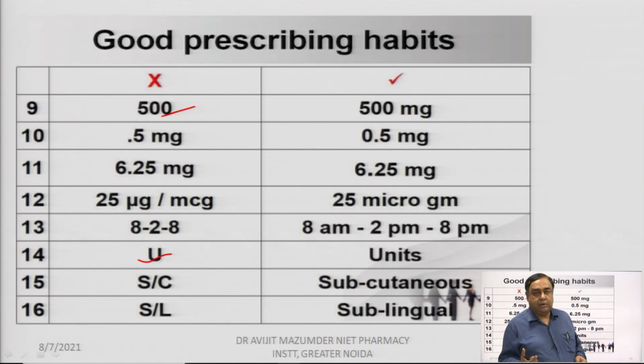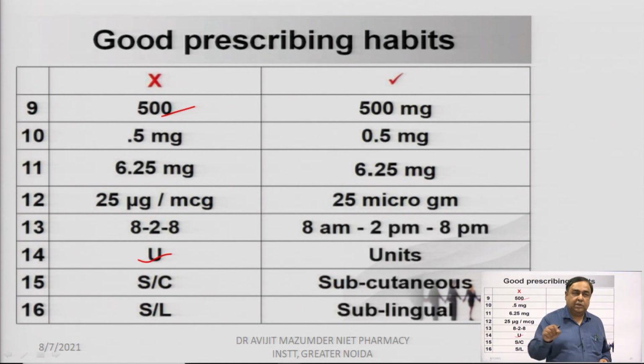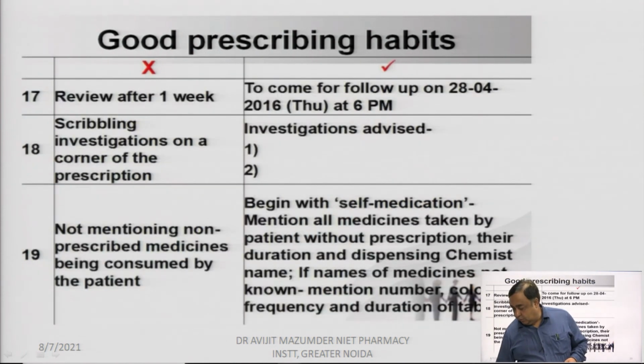Whenever they are prescribing a dosage form, they should mention subcutaneous or sublingual and so on. The doctors should mention during the prescription process the time they should come for re-evaluation. The scribbling should be avoided. The handwriting must be very clear. You know, there are certain situations where the doctors are not taking into account the medicines which they are taking in the past.